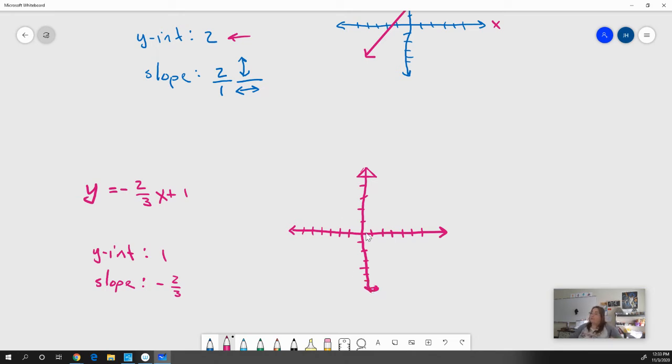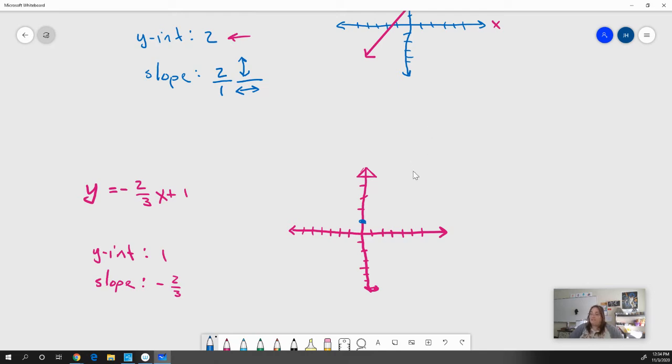So when I look at this graph, I'm going to plot my y-intercept, right? It's just at 1 on the y-axis. Now, what I really want you to pay attention to is I have a -2/3, right? It doesn't matter whether I take the denominator or the numerator to be negative. What matters is that I only do one or the other.